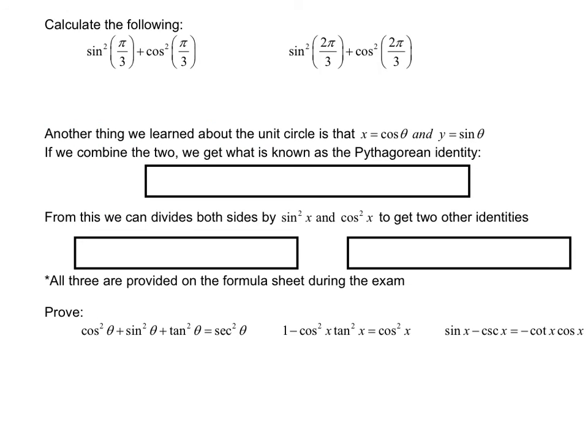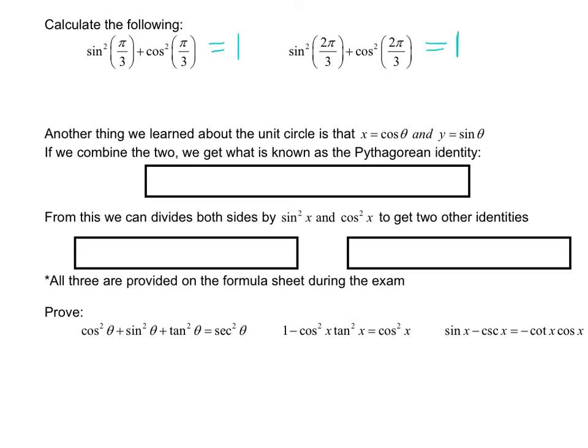Now take a few minutes and calculate sine squared pi over 3 plus cosine squared pi over 3. Pause the video, let me know what you get. Hopefully you got 1. Try the second one, sine squared 2 pi over 3 plus cosine squared 2 pi over 3. Pause the video, take some time to work that out. You should have gotten 1 as well.